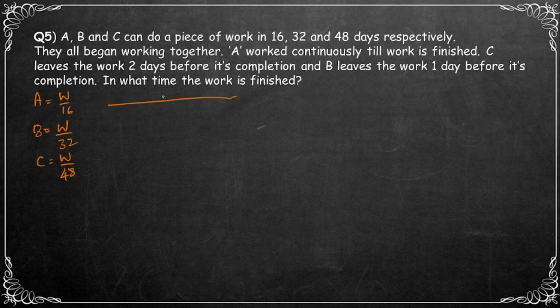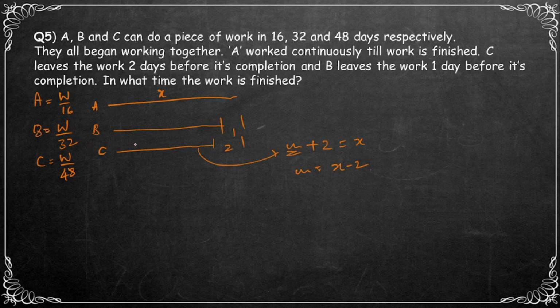Now let's say A has worked for X number of days. C has worked from the starting till 2 days before the end. So he did not work for this part, he worked for this part. Similarly, B has worked until the last day, he did not work for the last day. So this part plus 2 will give us the total number of days, which is X. So that part is equal to X minus 2. Similarly, this part is nothing but X minus 1.